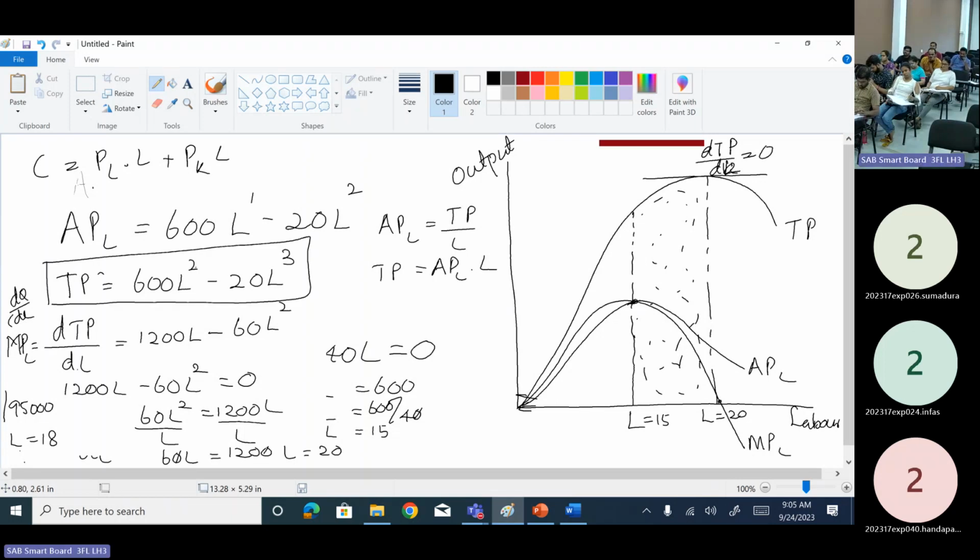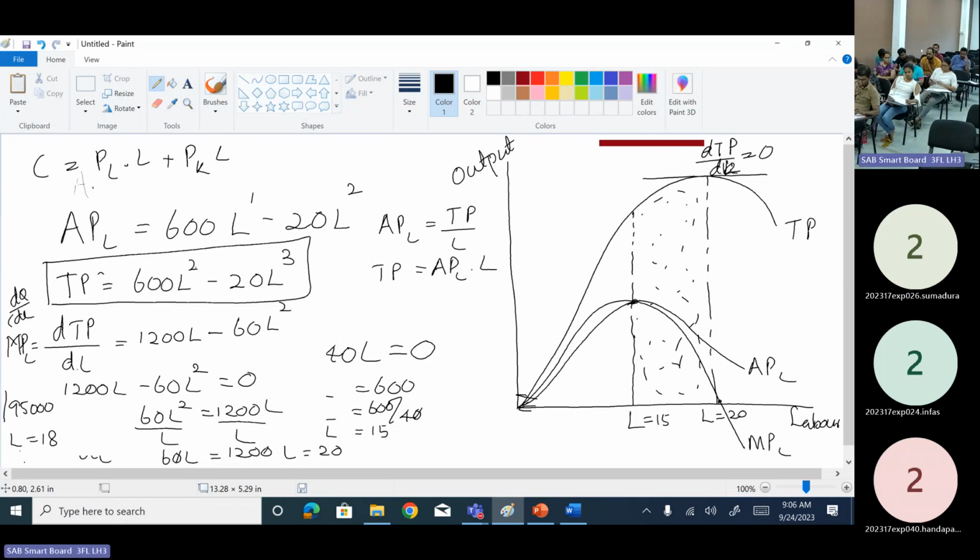So we have the labor inputs. We take the labor input; the maximum we can go is 20 in the short run. Substituting 20, 20 to the power 3, 20 to the power 2, we can find the total production. How much? We can check whether it's above 95,000 or below.